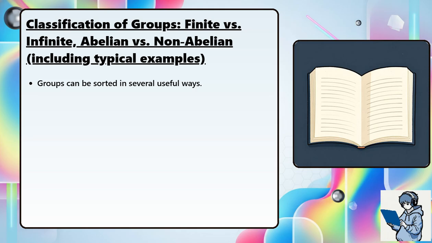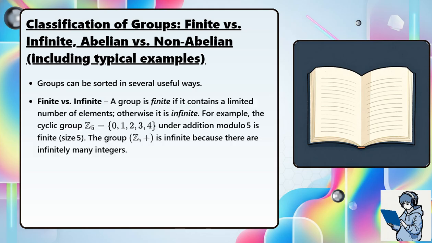Groups can be sorted in several useful ways. Finite versus infinite. A group is finite if it contains a limited number of elements, otherwise it is infinite. For example, the cyclic group Z5 equals the set 0, 1, 2, 3, 4 under addition modulo 5 is finite, size 5. The group (Z, +) is infinite because there are infinitely many integers.